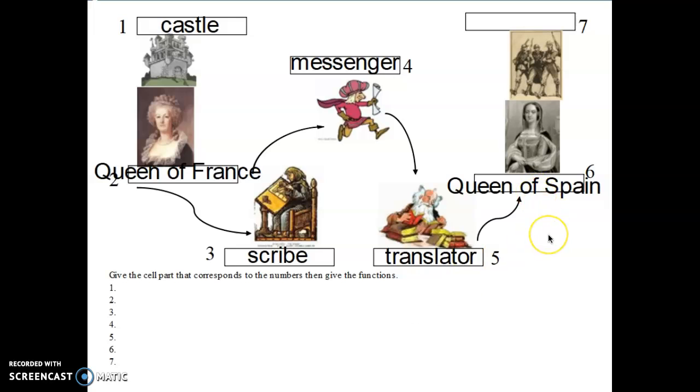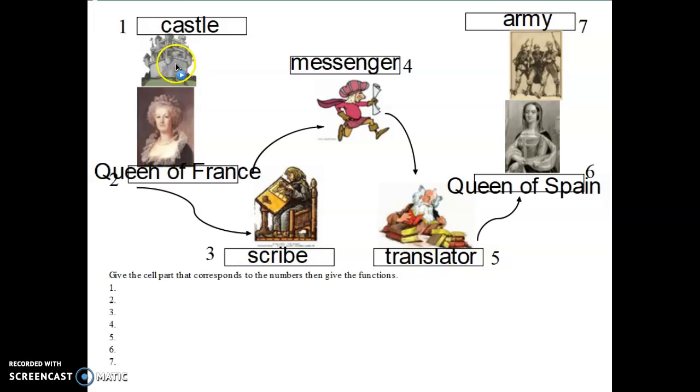So the Queen of Spain has two choices, right? She can either hand over the land or she can fight. Let's say she chooses to fight. So in response to reading the translated message, she's going to build an army. Okay? So I want you to kind of think of this actual skit here as we move along.